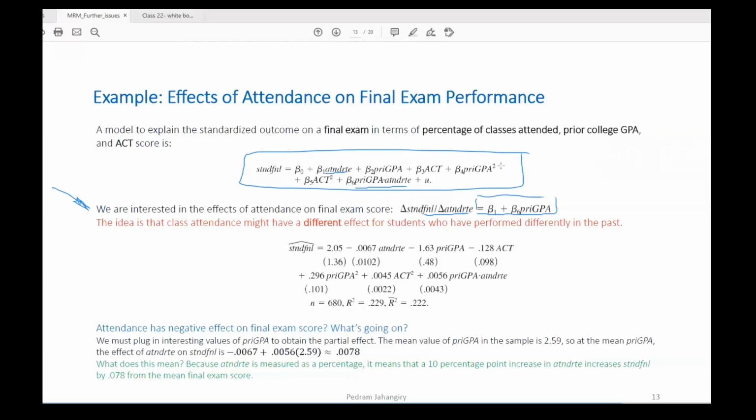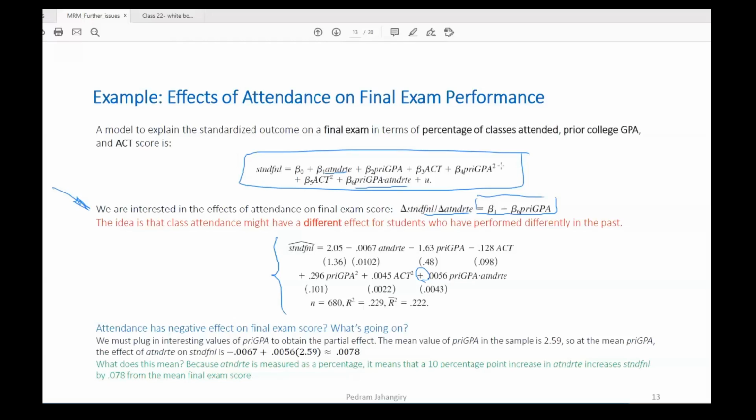Okay. The idea is that class attendance might have a different effect for students who have performed differently in the past. So again, if you're a super smart student, your GPA was high, maybe your class attendance is not going to affect that super negatively compared to a person who has a lower previous GPA. Okay, so that's the idea. Now we are going to throw the data at this model and see what the coefficients are. So the one that we were interested in is this one. The coefficient turned out to be positive, right?